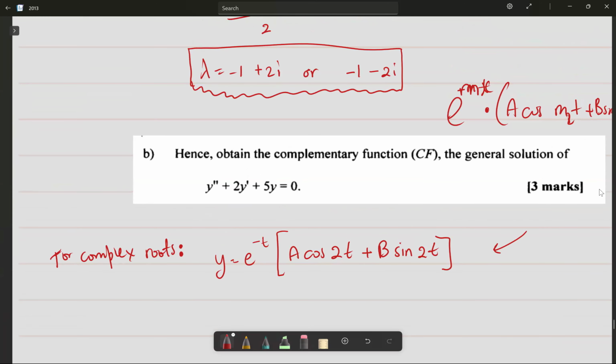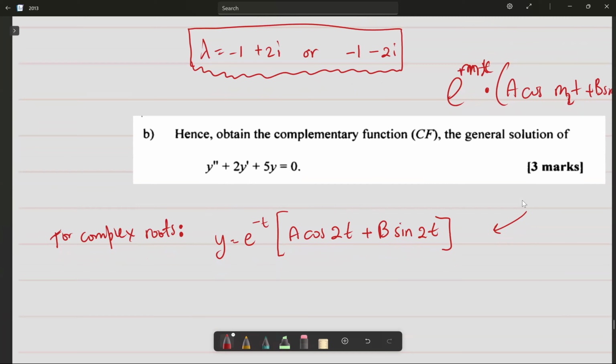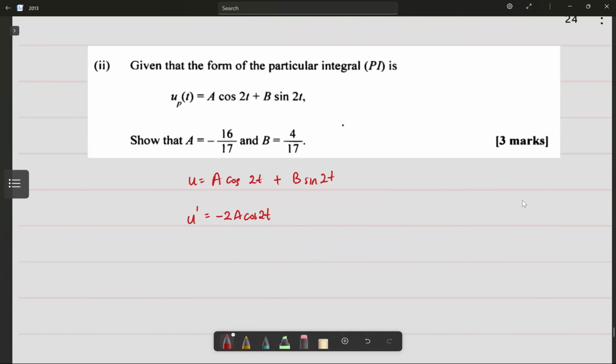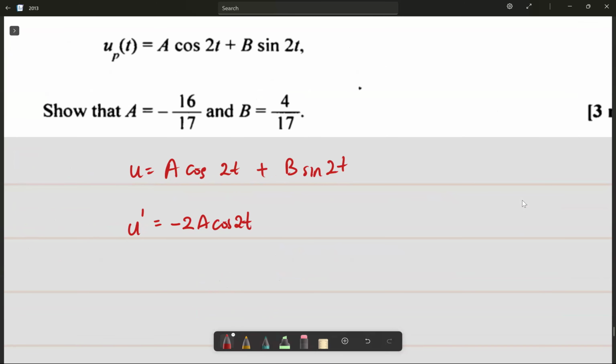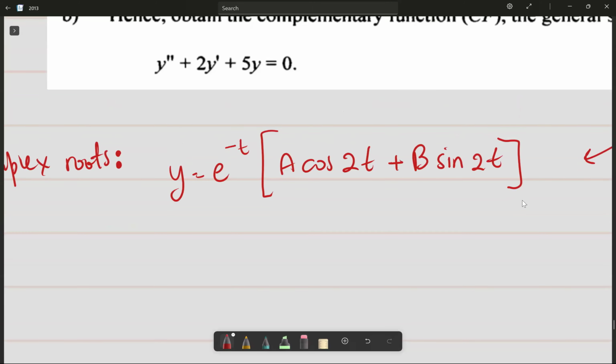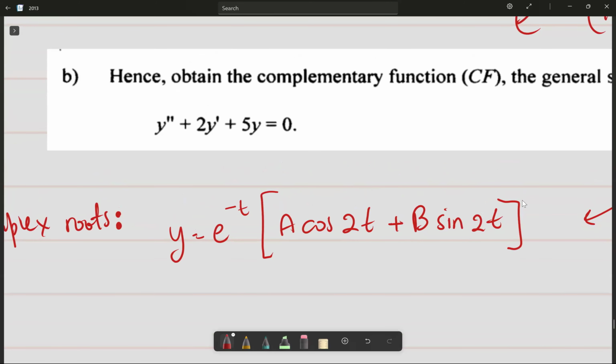I think the reason it's 3 marks is because they want you to derive it. Sir, don't you have to plug M1 and M2 into that equation? M1 and M2 being negative 1 and 2. Oh, yes. Okay.